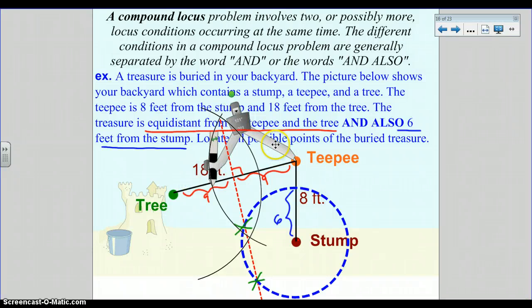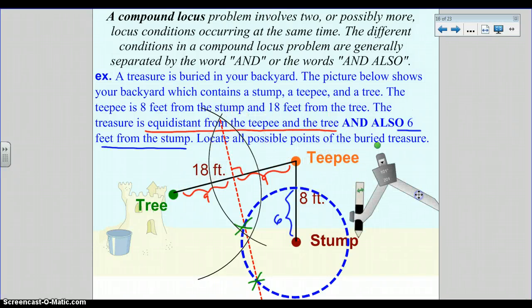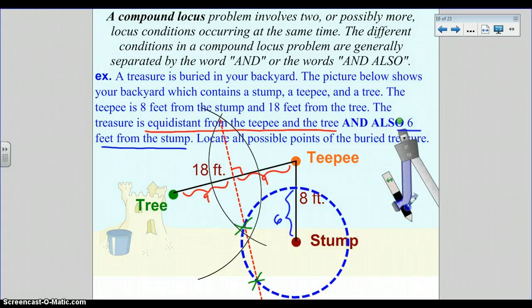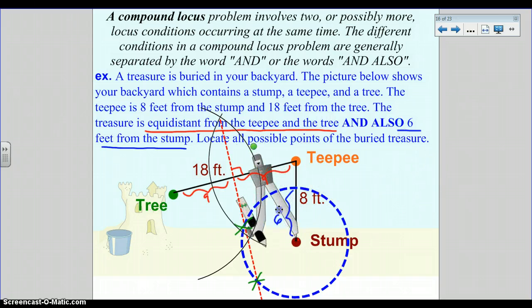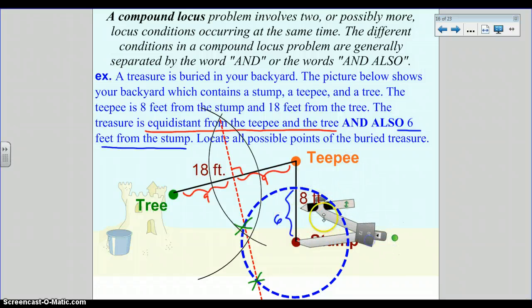Then we're going to go 6 feet from the stump. Now this is approximate because obviously it's not drawn to scale. If it's 6 feet from the stump, that means that it's more than halfway, because this would be about 4 feet. That's halfway because this whole measure is 8 feet. So you just want to approximate it so that it's more than halfway, and that's where we draw our circle.